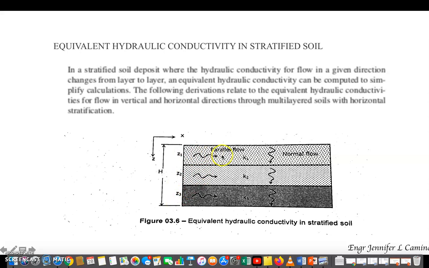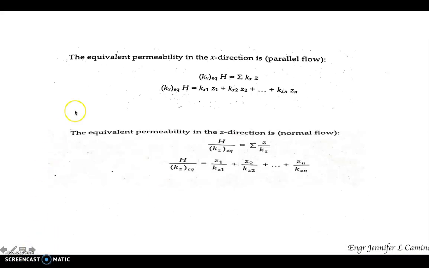So for equivalent hydraulic conductivity in stratified soil, there can be a parallel flow, which is along the x direction, and there can be a normal flow, which is along the y direction. So how are we going to compute the hydraulic conductivity if you have a parallel flow and a normal flow? You're going to resolve that through these equations.